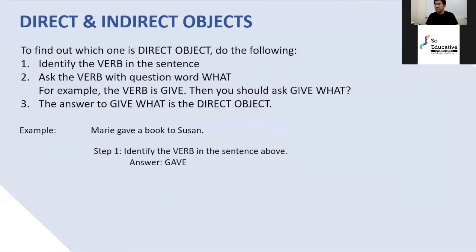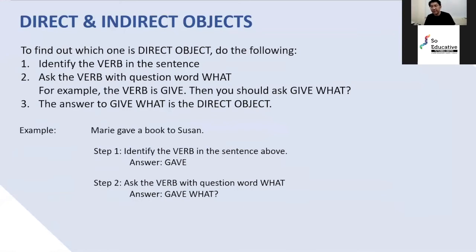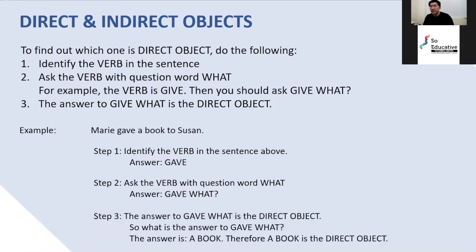Okay. So step number 1, identify the verb, and the verb is give. And then step number 2, you ask that verb, give, with the question word, what? Give what? Finally, if you're able to answer that question, Marie gave what? A book. Marie gave a book. That is the answer. So that answer is the direct object.